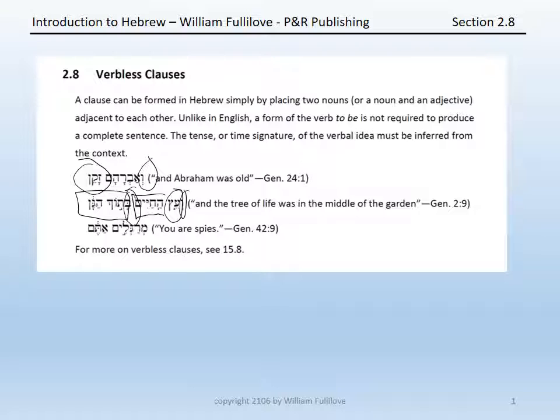Finally, Joseph speaking in Genesis 42:9 says, Meragalim atem. Atem is the pronoun you in the masculine plural form. You are meragalim, spies. We will return again to verbless clauses in chapter 15 to discuss more of how they work.